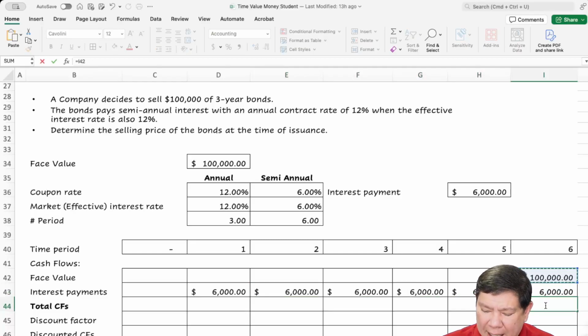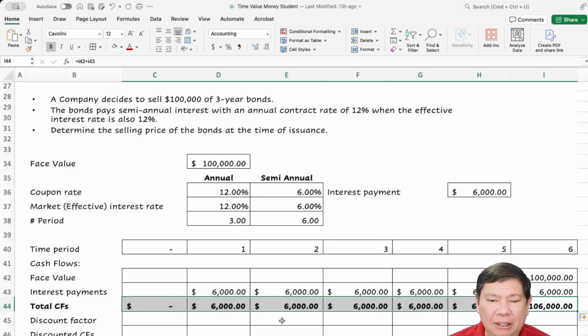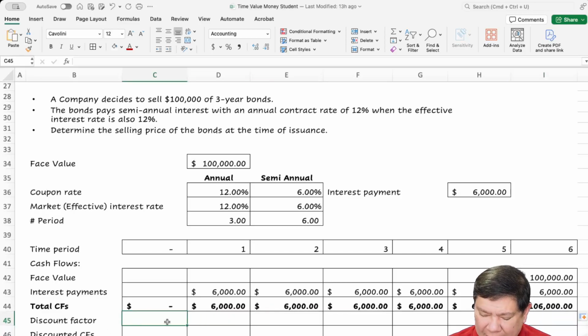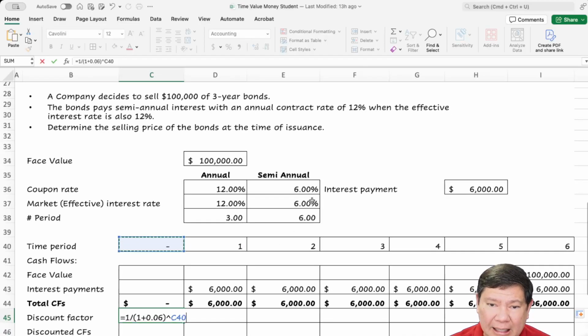Okay, so we can combine those two, the face value and the interest payment. And the price of the bonds is the present value of all future cash payments. So we can calculate the discount factor equals 1 divided by 1 plus, remember we are doing semi-annual, 0.06 to the power of t. Don't use the 12%, use the 6% because this is every 6 months, semi-annual.